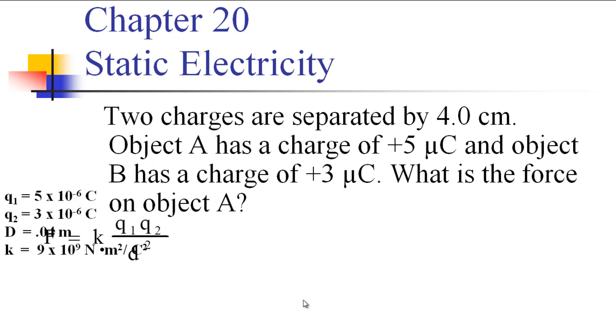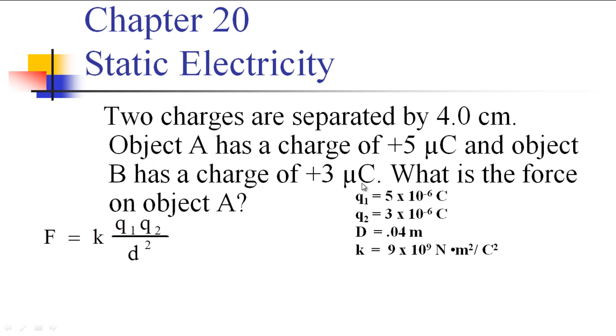You write down your equation. You write down what you know. Like I said, this micro means times 10 to the minus 6. So 5 times 10 to the minus 6, 3 times 10 to the minus 6. The distance between them, you've got to make sure you convert it to meters. We don't like centimeters. Make sure you convert it to meters: 0.04 meters. We have to convert it to meters and regular coulombs because we have meters and coulombs for our K. If you don't, you're going to get a weird force.